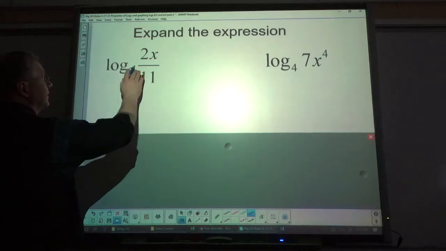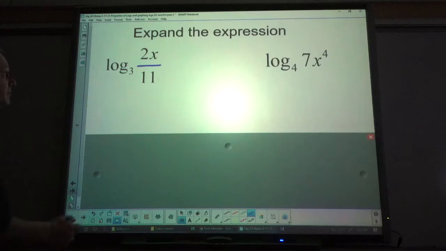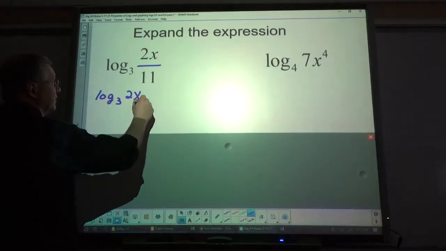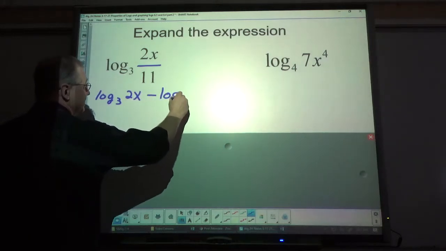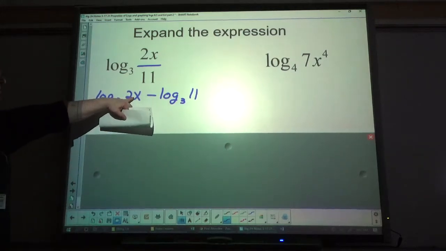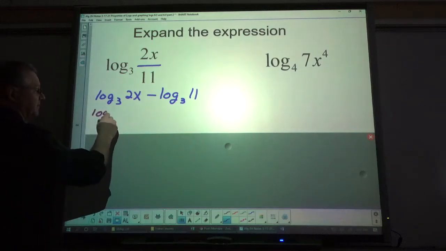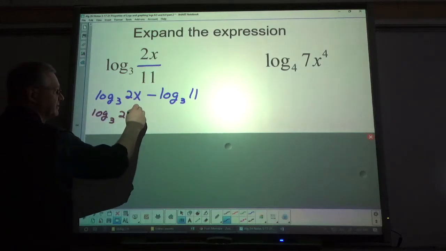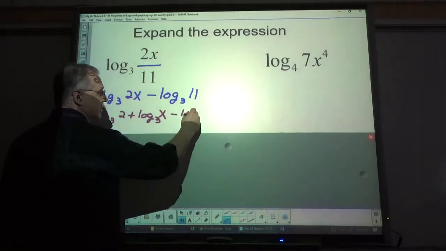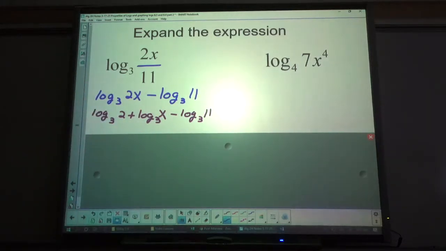So, division is the main thing that's happening in this problem. So I'm going to break this into log base 3 of 2x minus log base 3 of 11. Then this is multiplied, so I have to break that apart. Log base 3 of 2 plus log base 3 of x minus log base 3 of 11. And there's your answer here.